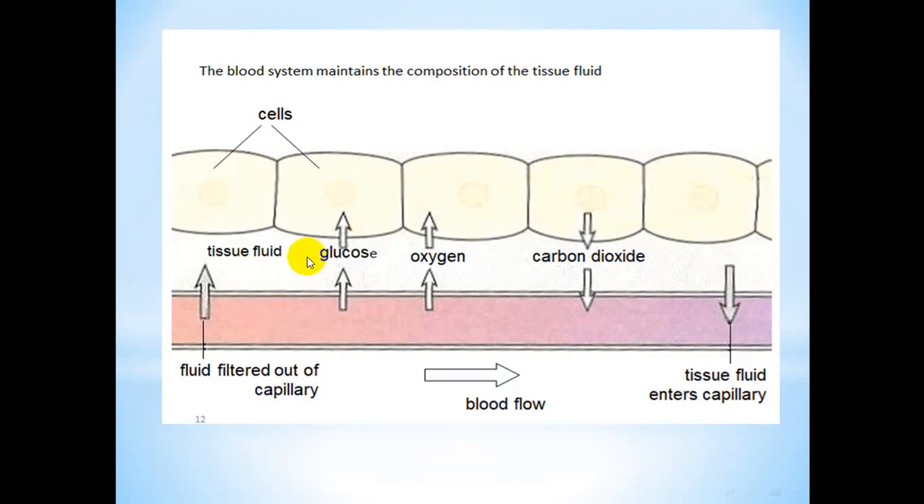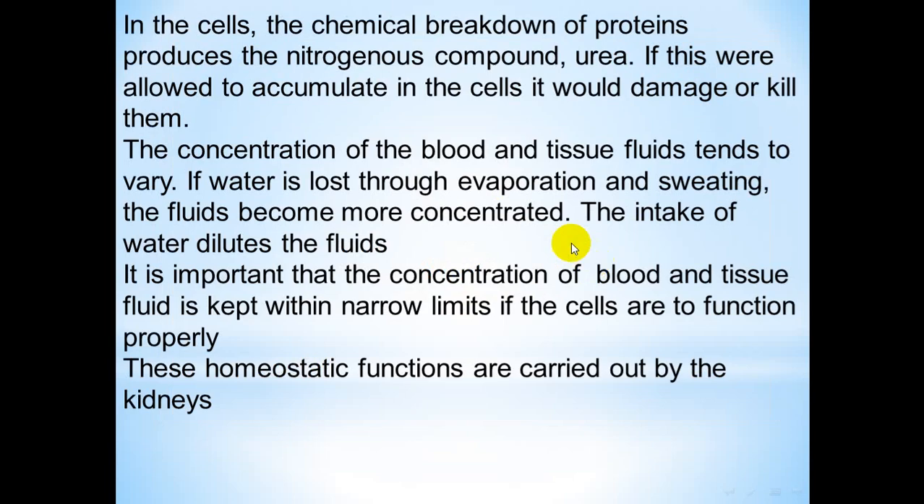These figures show the blood flow carrying glucose and oxygen to the tissue and returning to the heart carrying carbon dioxide and other toxic substances. In the cells, the chemical breakdown of proteins produces the nitrogenous compound urea. If this were allowed to accumulate in the cells, it would damage or kill them.